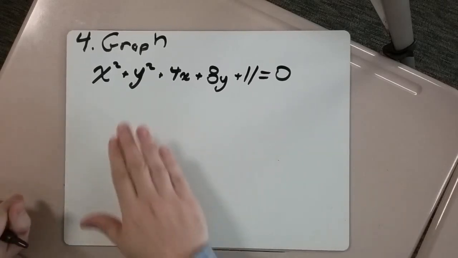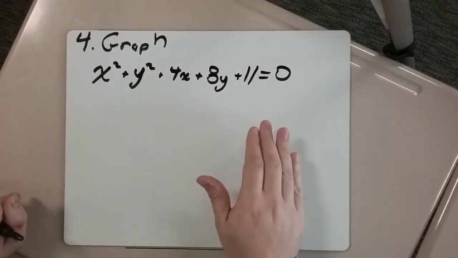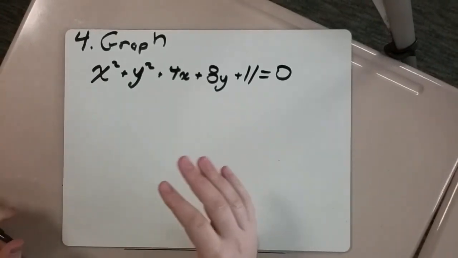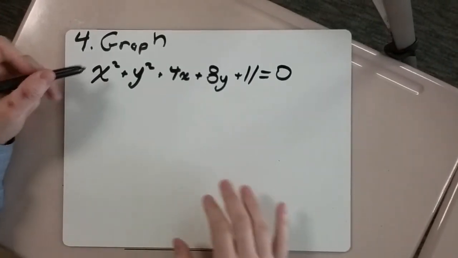So I have to graph this. This is currently in general conic form. What I have to do is convert it into standard form so then I can graph it. And that's what I'm going to do.